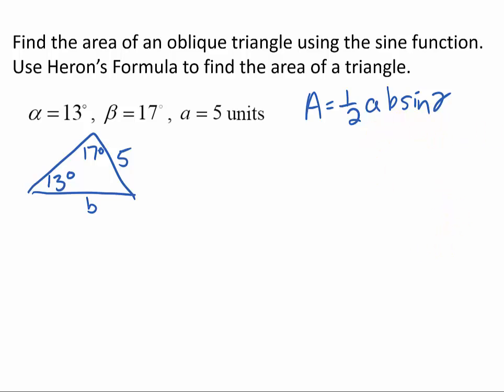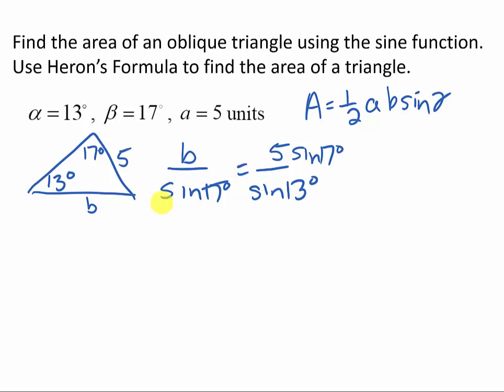So as I look here, I don't have any two sides, but I can go ahead and get one of the other sides. So let's go ahead and get B. I have an angle-side opposite pair, and so I'm going to set up the law of sines with B over sine 17, and that's going to equal 5 over sine 13. So multiply the sine 17 over here and go ahead and find B.